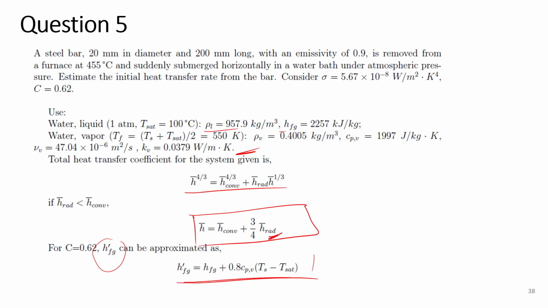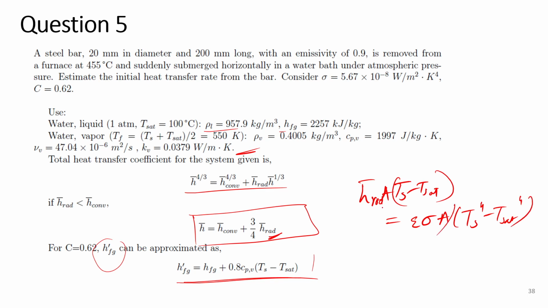Again, this H radiation is the heat transfer coefficient due to the radiation. In order to find that, you can equate H radiation times A times (Ts minus T saturation) to the actual radiation heat transfer, that is epsilon sigma A times (Ts raised to 4 minus T saturation raised to 4). A will get cancelled, and then you can take this term over to the denominator, so that will give you the radiative heat transfer coefficient H rad.